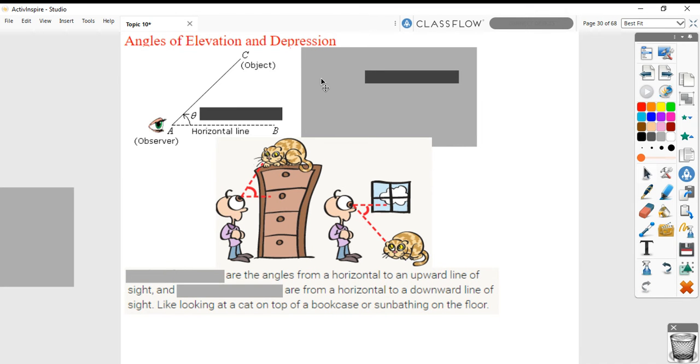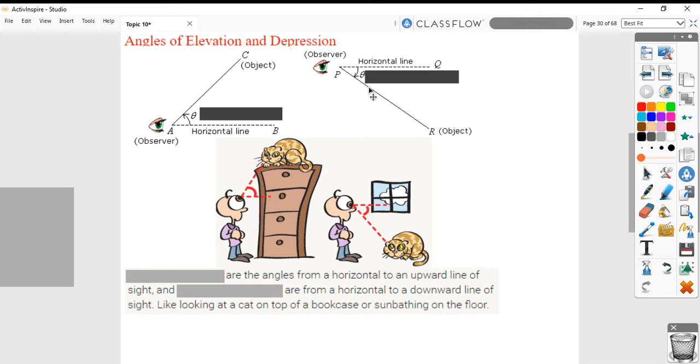And you've got a couple of pictures that look like this on the top of your notes page. The first thing would be this right here. When you, the observer, are looking up at an object, like this guy looking up at the cat on top of the dresser, the angle between the horizontal line where you look straight ahead and the line of sight where you look up at the thing, that's the angle of elevation.